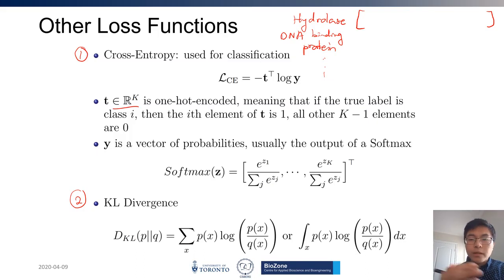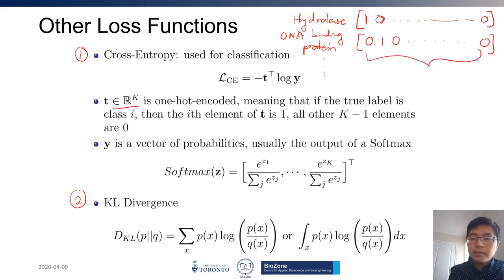So suppose you want hydrolase to be assigned index 1, or the first index. Then you put a 1 at the first position, and for every other position, you put a 0. Then for DNA binding protein, suppose you assign it the second index. So that will be 0, 1, and then everything else is going to be 0. Then you have k elements, where only one of those k elements has a 1, everything else is 0. And that is the definition of being one-hot encoded. Right, and this is exactly what this bullet point says.